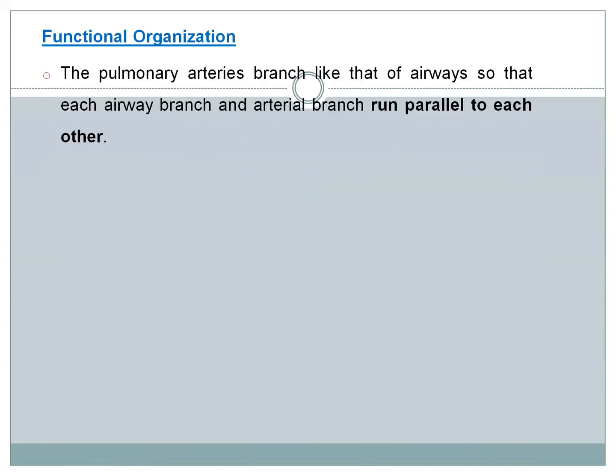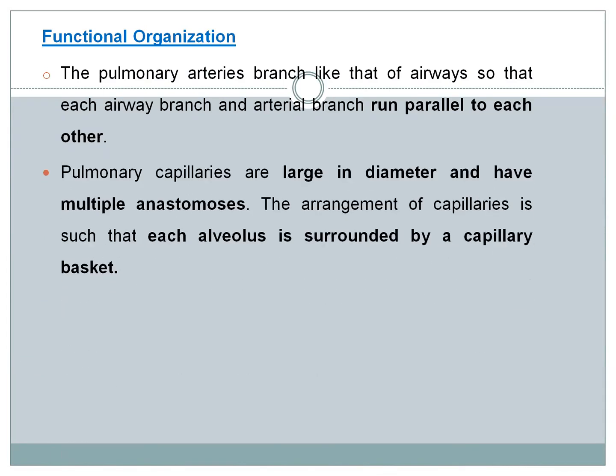The pulmonary arteries branch like that of airways, so that each airway branch and arterial branch run parallel to each other. So in the functional anatomy of the respiratory system also we have seen that these arteries are very much close to the airways. So that much branching is seen in cases of pulmonary arteries.